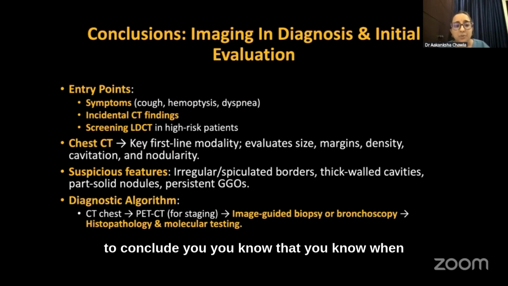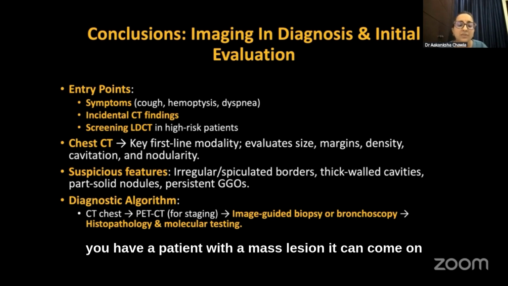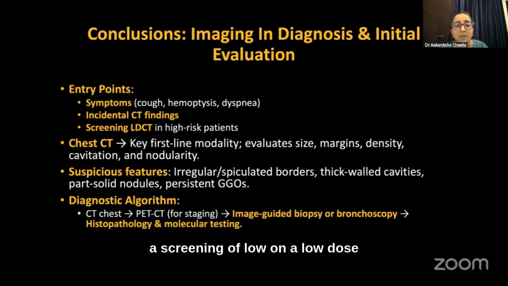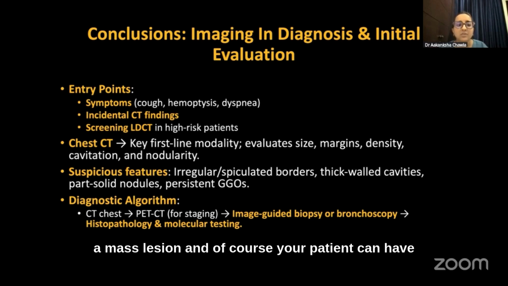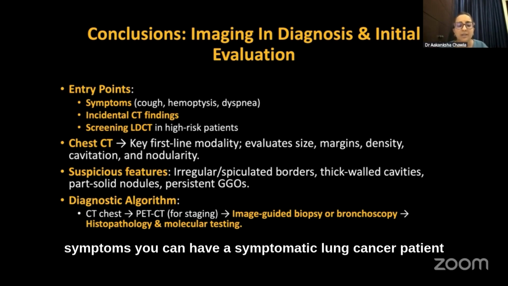So to conclude, when you have a patient with a mass lesion, it can come up on screening on a low dose CT scan in high risk patients. It can be an incidental CT finding. You did a CT for something else and you find a mass lesion. And of course, your patient can have symptoms. You can have a symptomatic lung cancer patient.